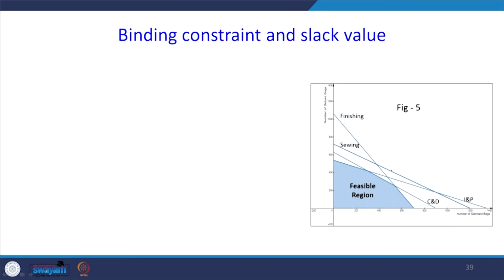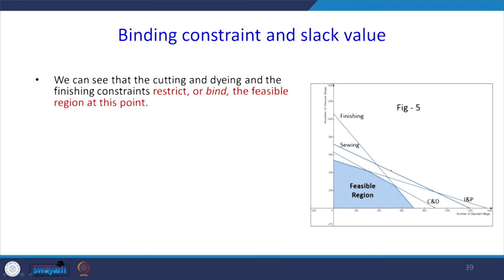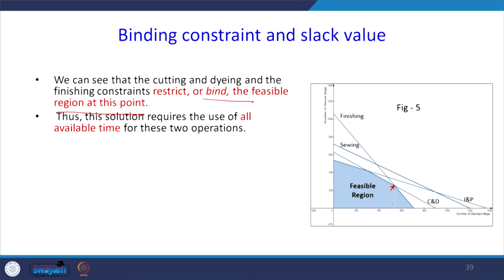Now, I will introduce another term called binding constraint. What is the binding constraint? We can see that the cutting and dyeing and the finishing constraints restrict or bind the feasible region at this point. So, this point is formed by the finishing constraint and the cutting and dyeing constraint. This is restricting our optimal solution, beyond which it will become not optimal. So, the corresponding constraint is called binding constraint.